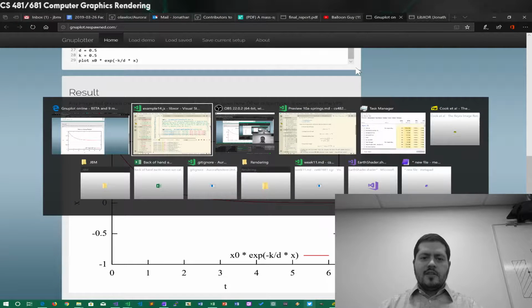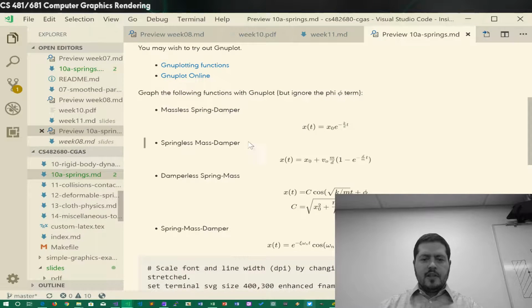Okay, so then the next kind of system is a springless mass damper. In other words, we set K equal to 0. There's no spring, and we only have the mass and the damper. That's the only thing that's affected by this. Now we see we have velocity here. That's our initial velocity, and we have m over d. So that's kind of our new time constant. So let's see what happens with this one.